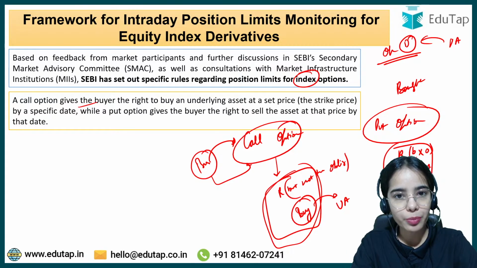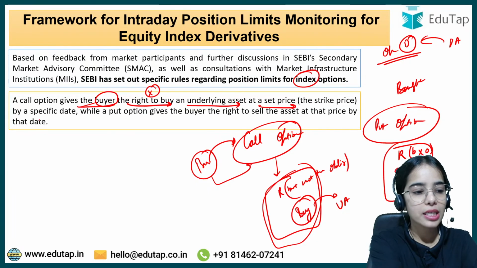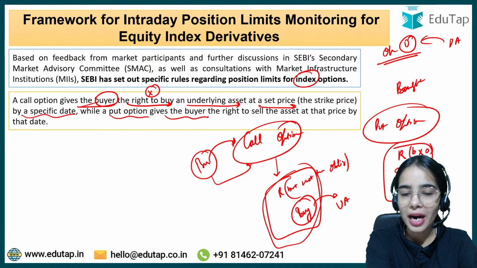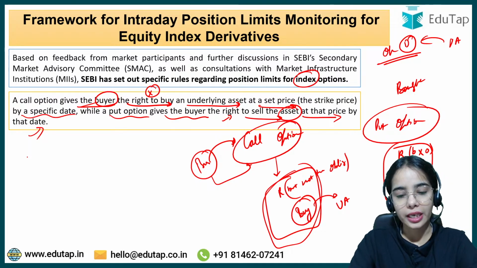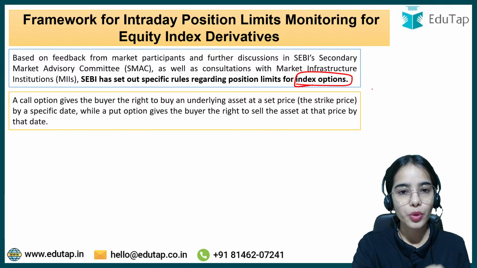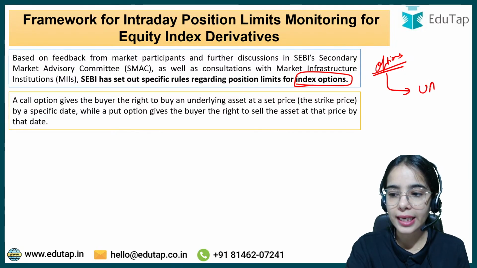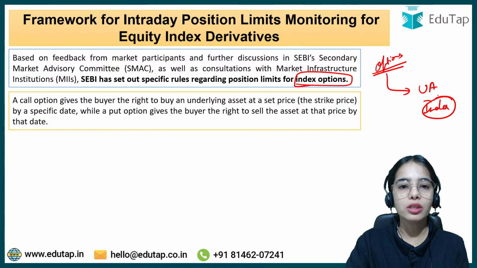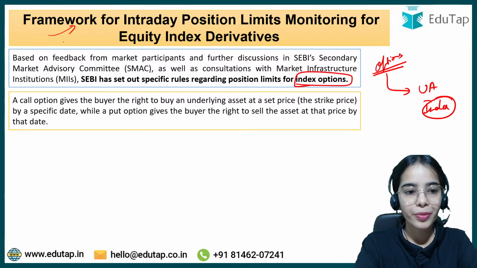So the call option is there and the put option is there. A call option gives the buyer of the option the right but not the obligation to buy an underlying asset at a set price by a specific date, while a put option gives the buyer the right but not the obligation to sell the underlying asset at the strike price by the specific date. So when we are talking about index options, I hope you now understand that we are talking about call options and put options that have the underlying asset index, deriving their value from the index value.